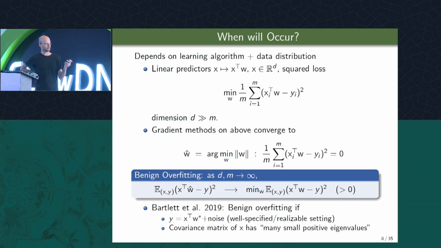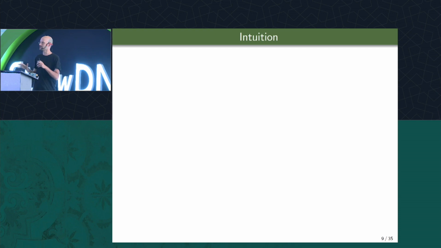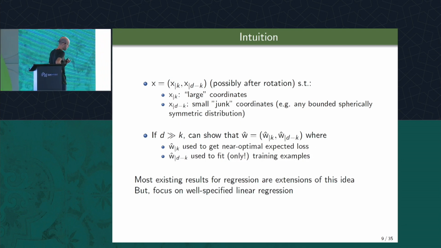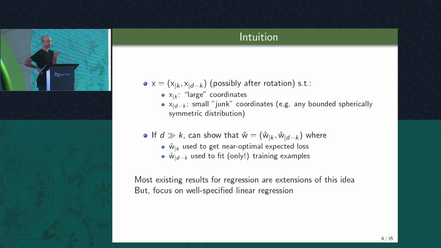In particular, they showed that it happens if we're in the so-called well-specified or realizable setting, where y equals x times w star for some fixed w star plus noise. And moreover, the distribution of x has a covariance matrix with many small positive eigenvalues. Now, I'm not going to quantify precisely what they meant here. Of course, they have the rigorous statement in their paper. But roughly speaking, the intuition is as follows. What they showed is that, in a sense, benign overfitting can occur if and only if the covariance matrix, the distribution of x, has something like the following structure.